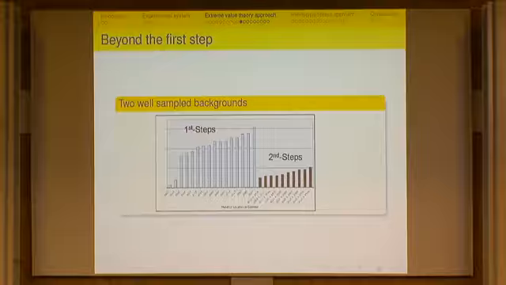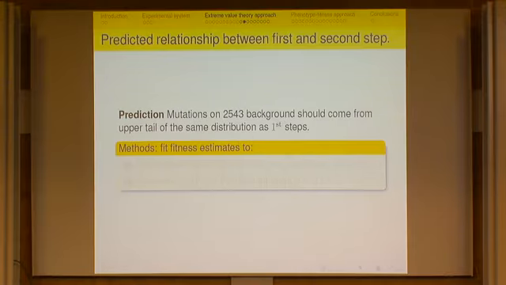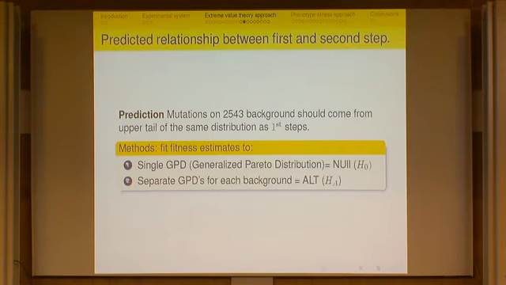Oh, okay. Now there's two ways. One of the things that we can test is whether or not the data is consistent. Now we're looking at two steps of adaptation, whether or not the data is consistent with a distribution of mutants followed by a shift and using the same distribution on the shifted data, or whether you need two totally different generalized Pareto distributions. So that was our next hypothesis that we tested with our first and second step data.